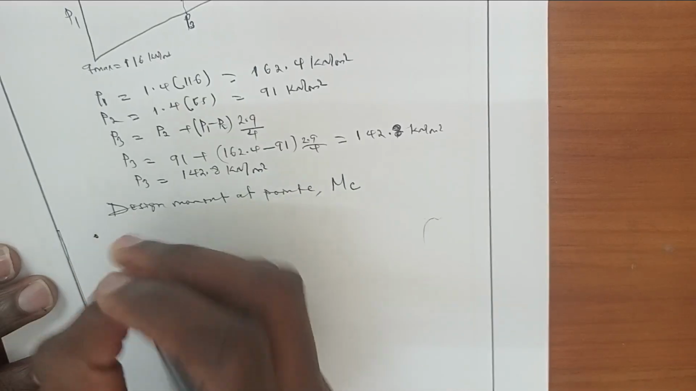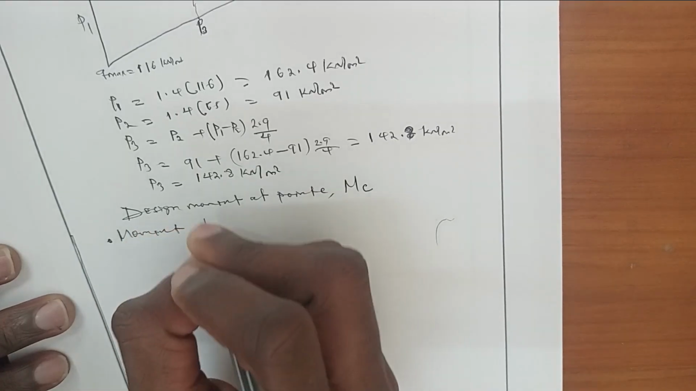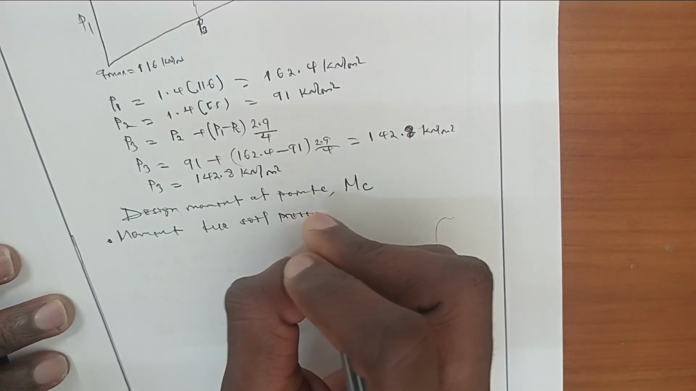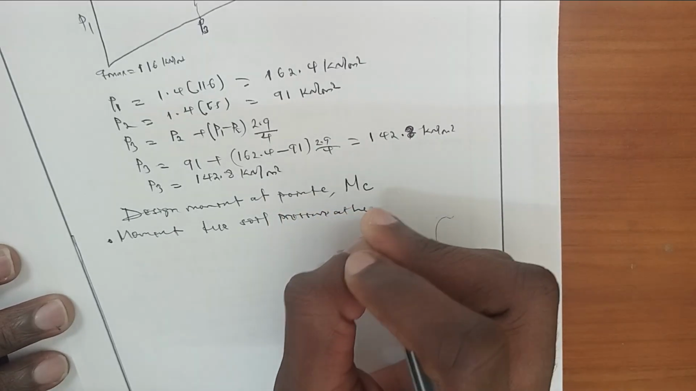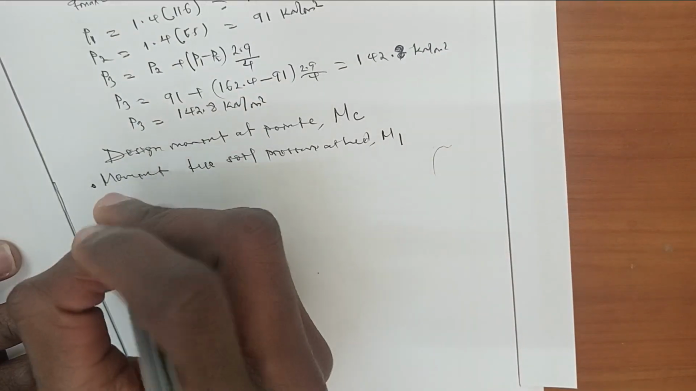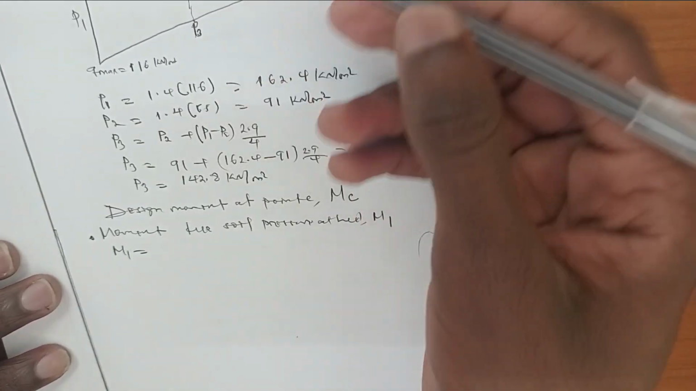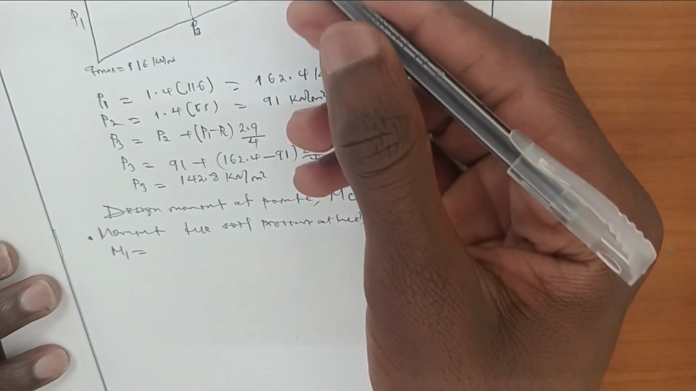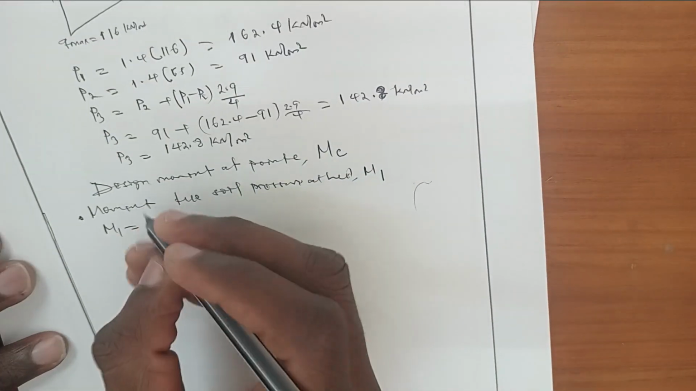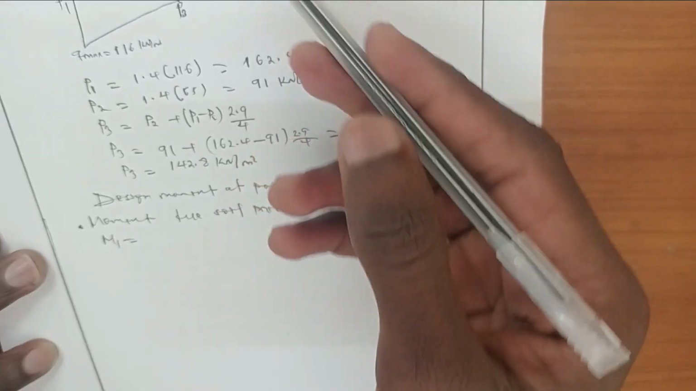Let's start with the moment due to the soil pressure at the heel. Let's say this is moment 1. Moment 1 is obtained by taking the weight of soil times the perpendicular distance up to this point. Because it acts at the center of the width of the heel, it will be equal to weight times perpendicular distance, which is 2.9 divided by 2.